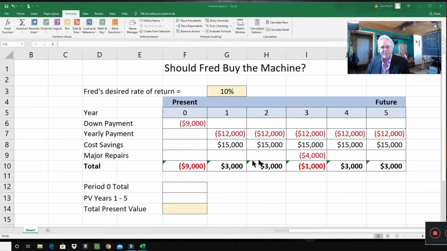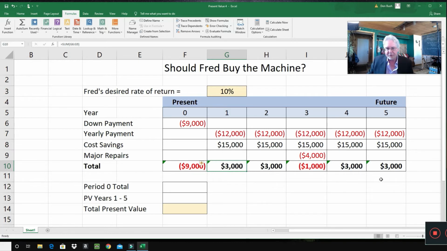And major repairs, $4,000. He expects in year 3 that he'll spend $4,000 to repair this machine, maybe overhaul it. And once we have all the cash flows written down, and oftentimes there are more, but in Fred's case, these are all the cash flows. Once we have them all written down, what we do is we total them up. So we get grand totals. So the grand total for time 0 is $9,000. The grand total for year 1 is $3,000, and so on and so forth.